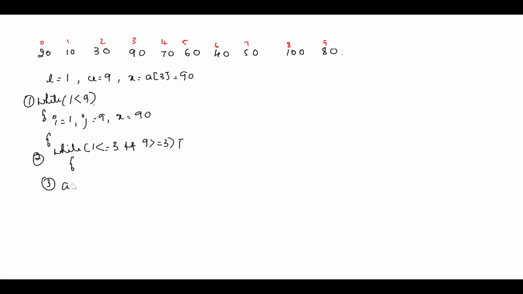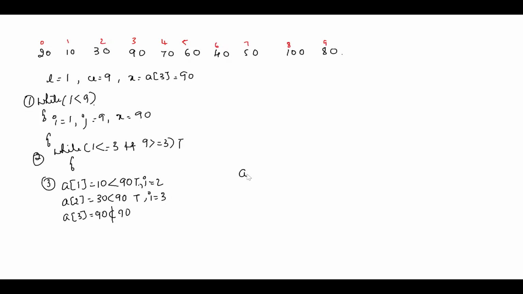So now I'm checking whether array of I is less than the given x value. So array of 1 is going to be 10 and it is less than 90. This is true. Hence, I'm going to increment the I value to 2. Now, array of 2 is nothing but 30, which is also less than 90. True. Hence, I'm going to increment the I value to 3. Array of 3 is equal to 90, which is not less than. Remember, we do not have an equal to, hence it is not less than. Hence, we are going to stop here.